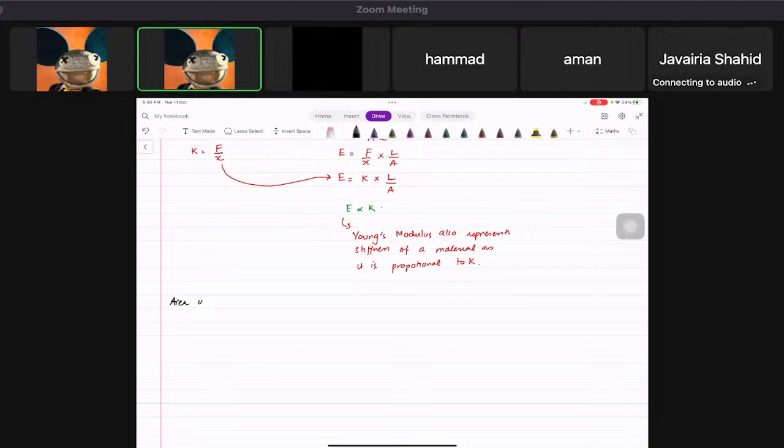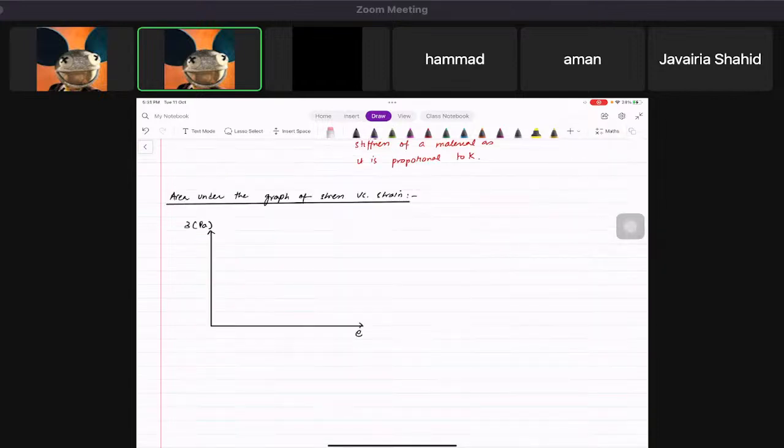So, let's suppose a graph is given to you. Stress in pascals and strain. The graph looks like this. So when you go to find the area under the graph, I just want to tell you the area under the graph would be equal to half times stress times strain.